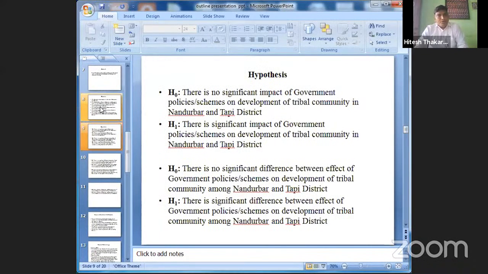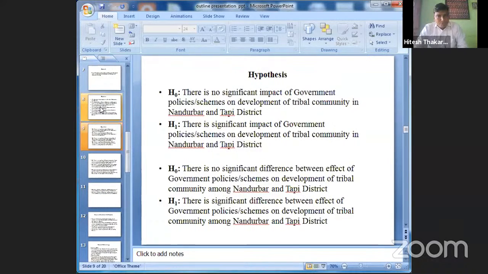In the slide of the hypothesis, we have framed null and alternative hypotheses. Because it is a comparative study, we have designed the null and alternative hypotheses. The first null hypothesis is there is no significant impact of government policies and schemes on development of tribal communities in Nandurbar and Tapi district. And the alternative hypothesis is there is a significant impact of government policies and schemes on development of tribal communities in Nandurbar and Tapi district.